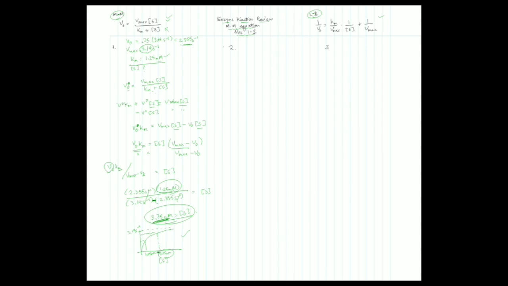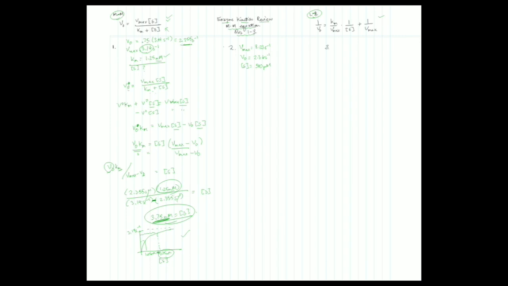So, again, what are your knowns? We have a Vmax equals 8.23 seconds to the minus 1. And then it gives you a rate, an initial velocity of 2.36 seconds to the minus 1 at a given substrate concentration of 500 micromolar. Okay.